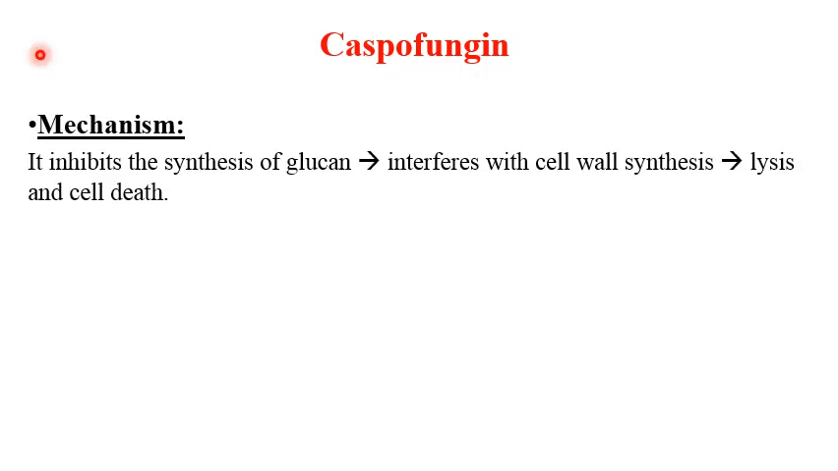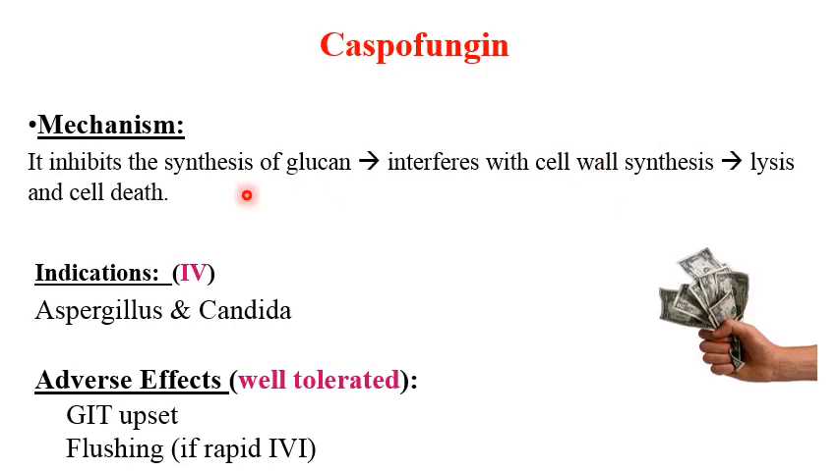The third drug is caspofungin. Caspofungin is used only in deep fungal infection. It acts by which of the previous mechanisms? Caspofungin inhibits the cell wall of the fungus. That's true. It inhibits the synthesis of glucan. Glucan is the main important component in the synthesis of the cell wall of the fungus, leading to inhibition of the cell wall, lysis and cell death. It is given in deep fungal infection. It's given intravenously. It's a well-tolerated drug. It is poorly absorbed orally, and it can cause GIT upset, and when it is administered by rapid intravenous injection, it causes flushing. And this is also one of the most expensive drugs used in fungal infections.